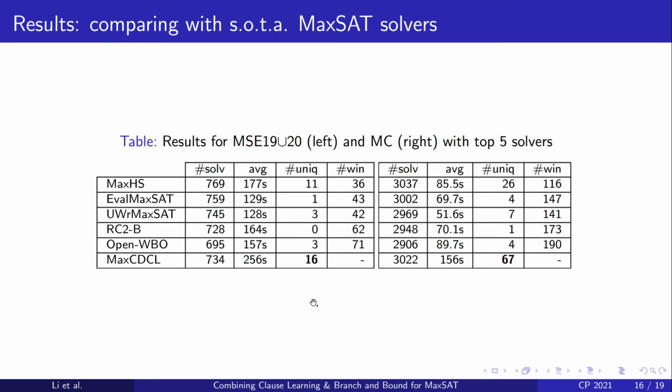Also, this column here says the number of instances that only the solver in the row was able to solve. So, for instance, in this set there were 16 instances that only MaxCDCL was able to solve. None of the other solvers could solve any of these instances. And this number is still more impressive, 67, for the master collection dataset.